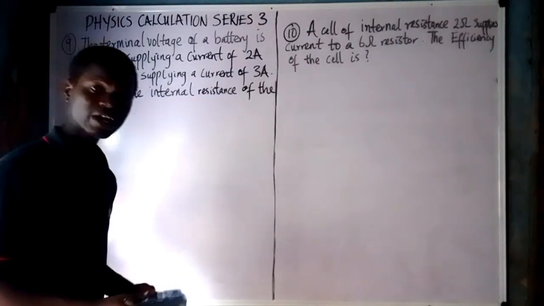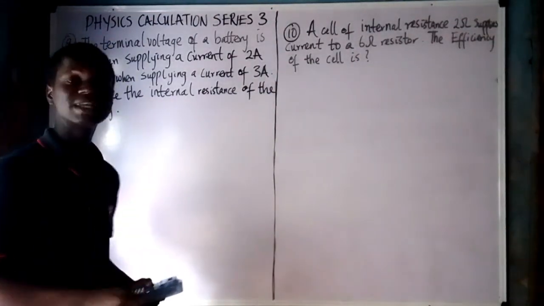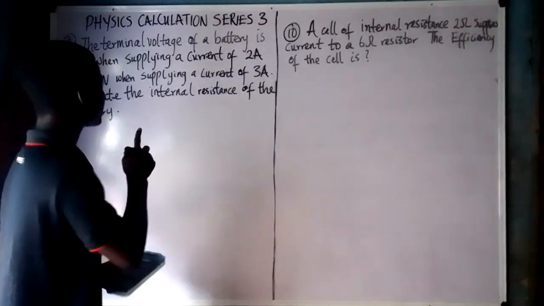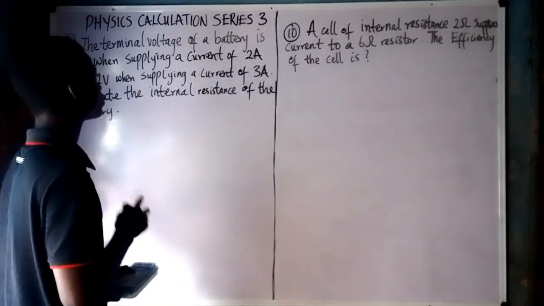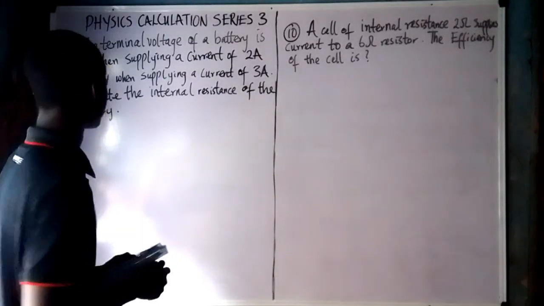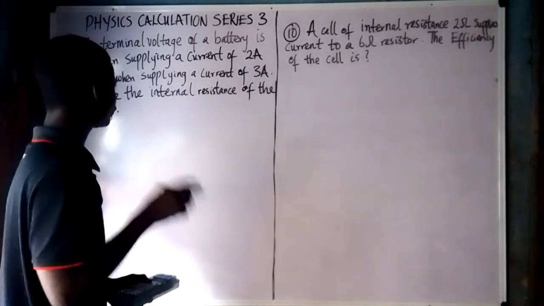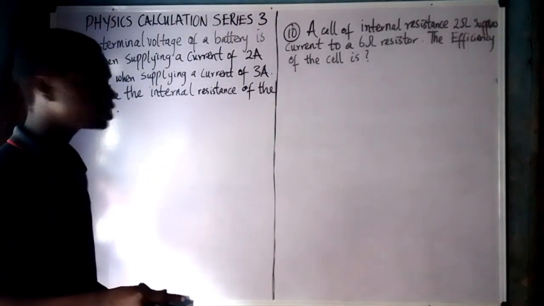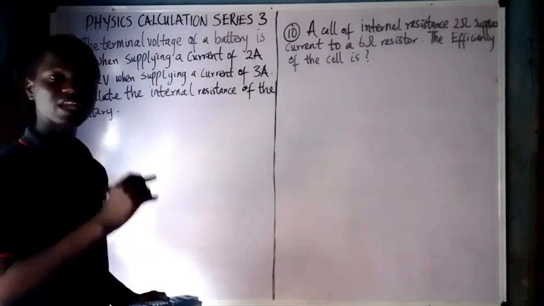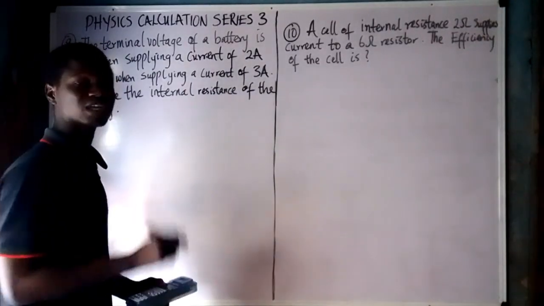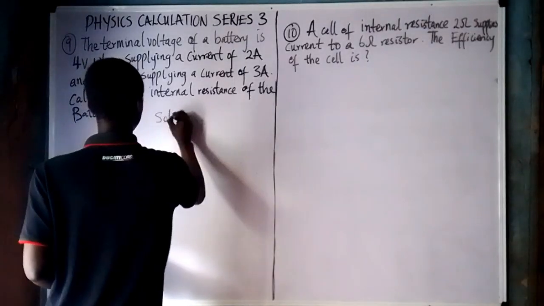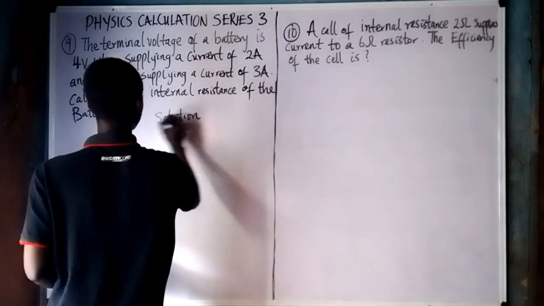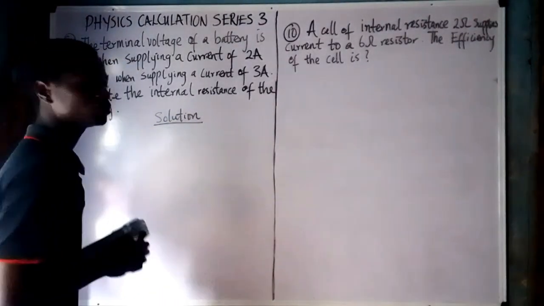Alright guys, here is question number 9, and it reads: the terminal voltage of a battery is 4 volts when supplying a current of 2 ampere and 2 volts when supplying a current of 3 ampere. Now the question is, calculate the internal resistance of the battery. So we say solution. We are taking the solution right away.